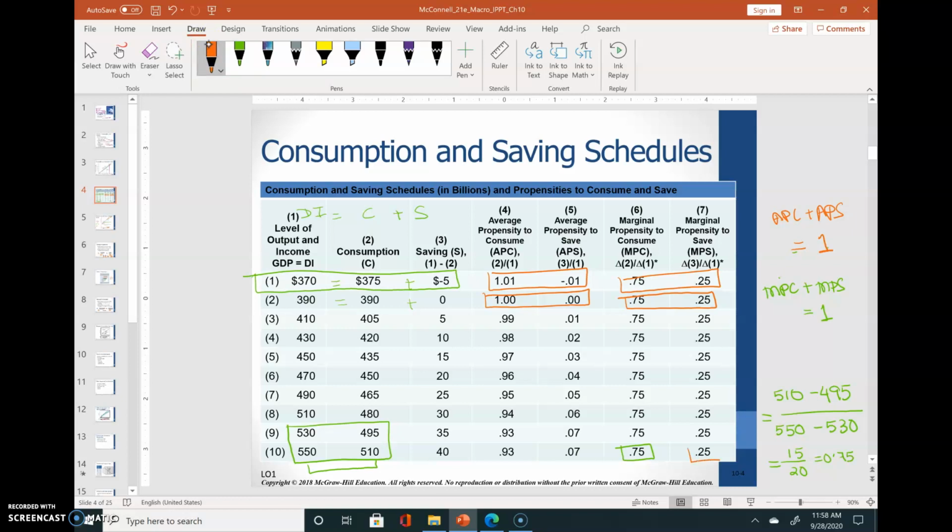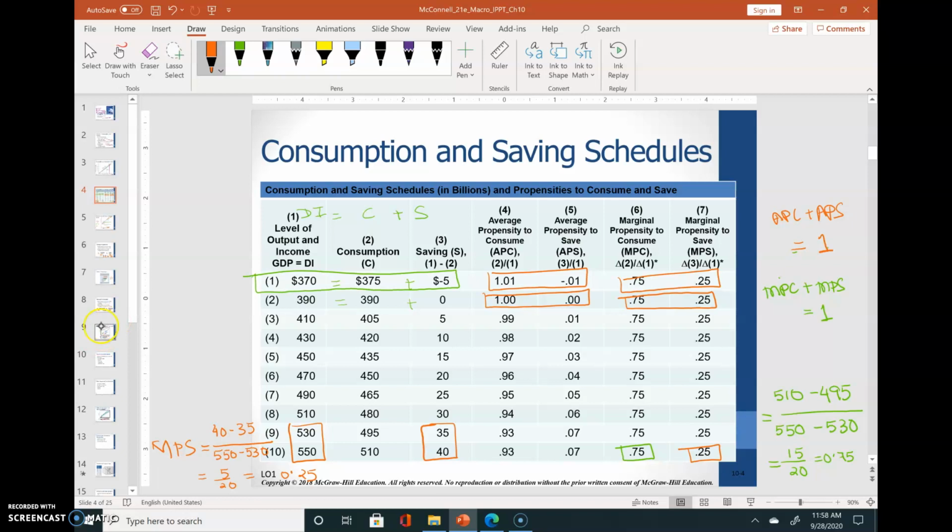Now I will show you how we find out the MPS. MPS is change in savings over change in income. So MPS is going to be equal to 40 minus 35 over 550 minus 530, that is 5 over 20. This will be equal to 0.25. Okay.